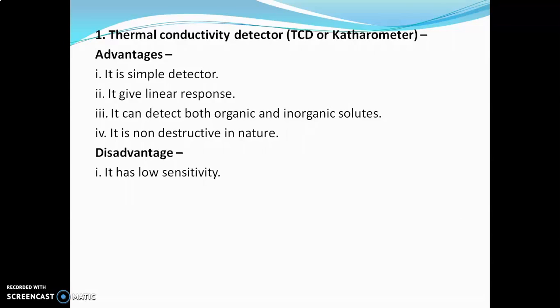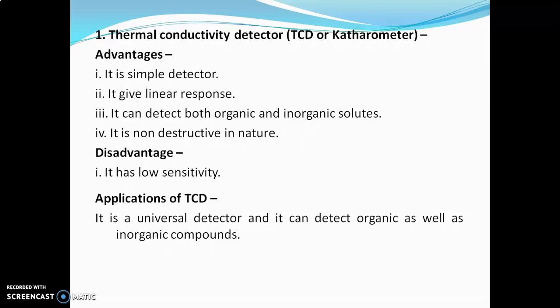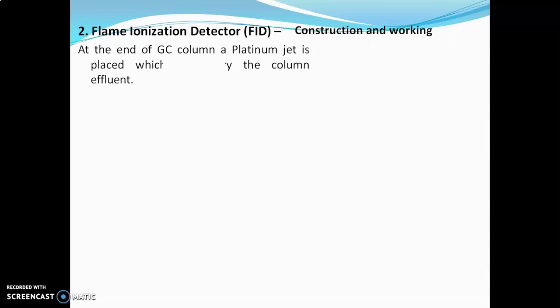Its sensitivity is less. Now we'll see applications of TCD. It is a universal detector and it can detect both organic and inorganic compounds. Even though its sensitivity is less, it is used widely. Second is flame ionization detector, its construction and working.